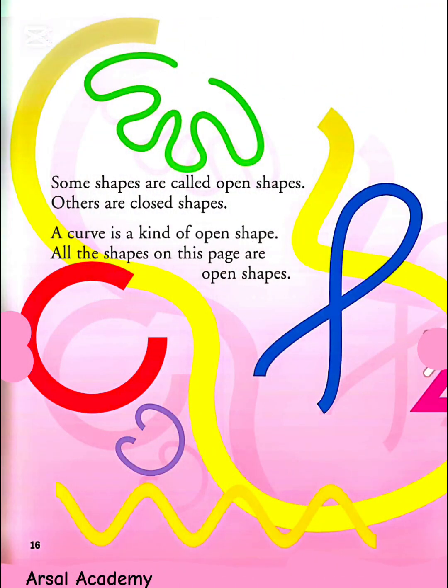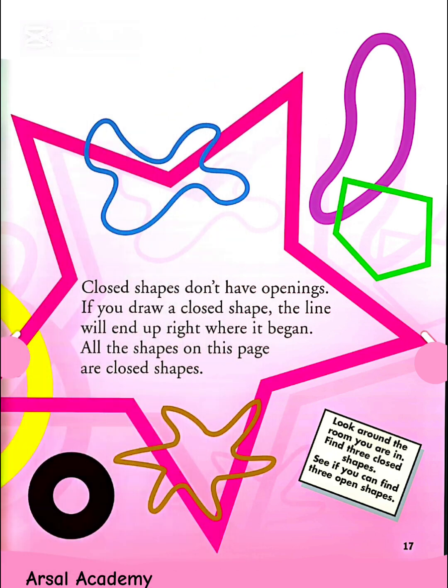Some shapes are called open shapes. Others are closed shapes. A curve is a kind of open shape. All the shapes on this page are open shapes. Closed shapes don't have openings. If you draw a closed shape, the line will end up right where it began. All the shapes on this page are closed shapes.